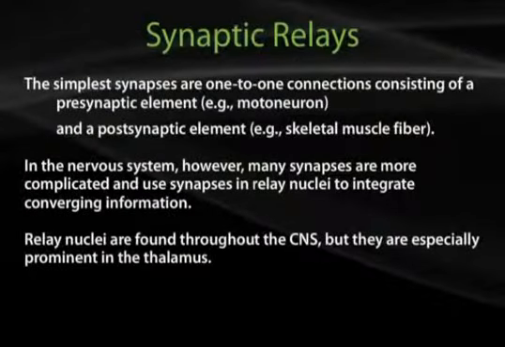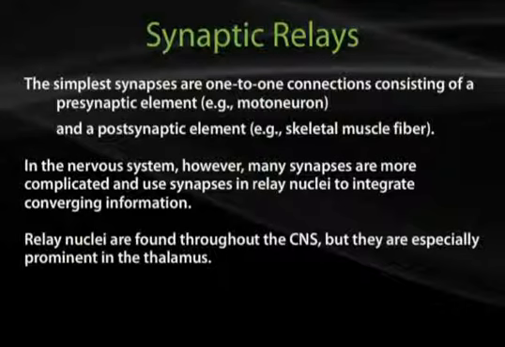Let's discuss synaptic relays. The simplest synapses are one-to-one connections consisting of a presynaptic element, for example a motor neuron, and a postsynaptic element, such as skeletal muscle fiber. In the nervous system, however, many synapses are more complicated and use synapses in relay nuclei to integrate converging information.